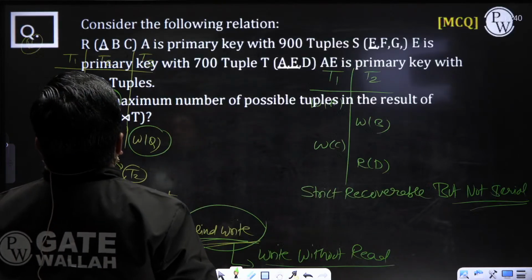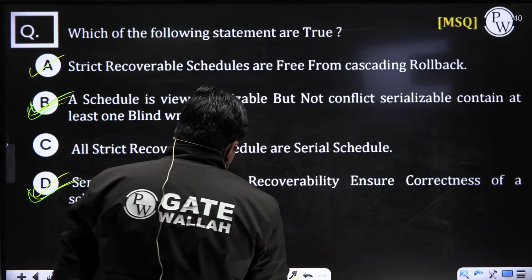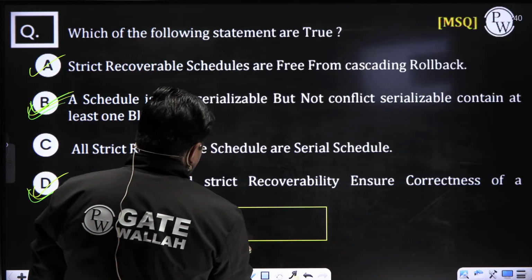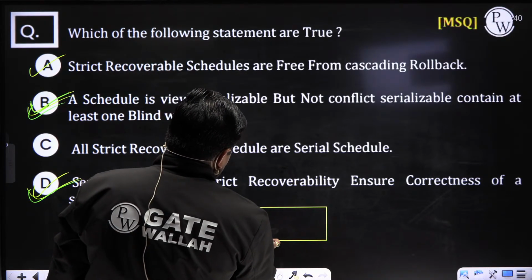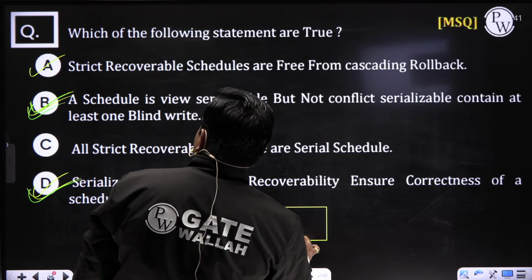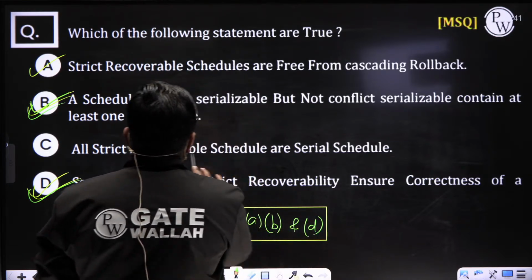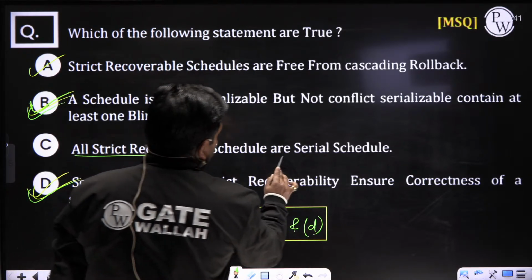So my dear, why do you fear? The answer for this question is A, B and D, because all strict recoverable schedules are not always serial.